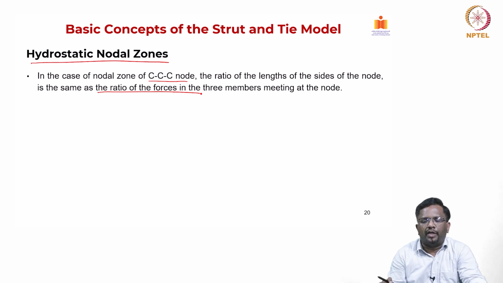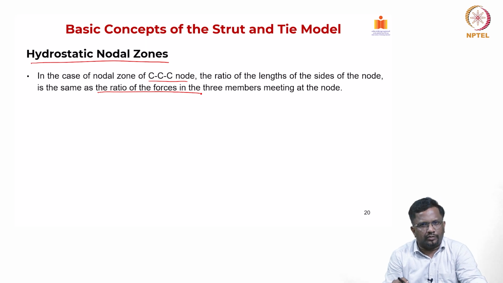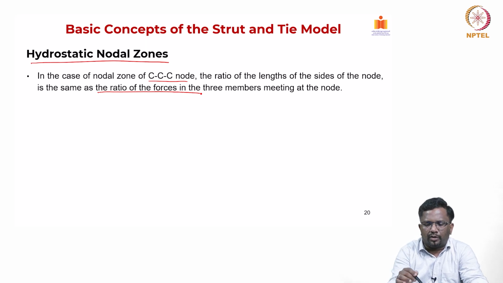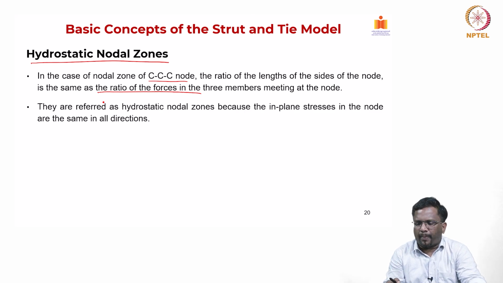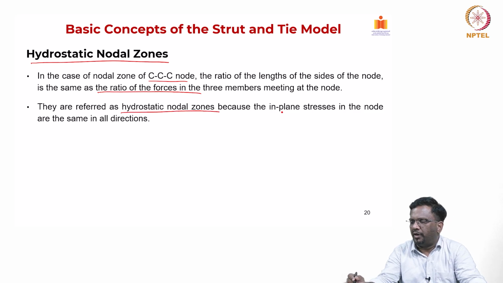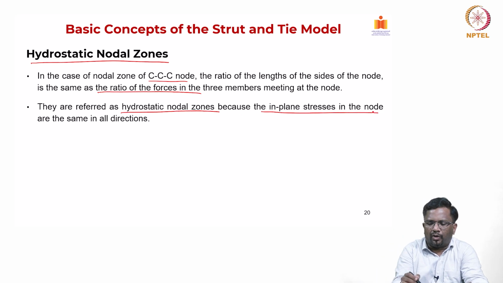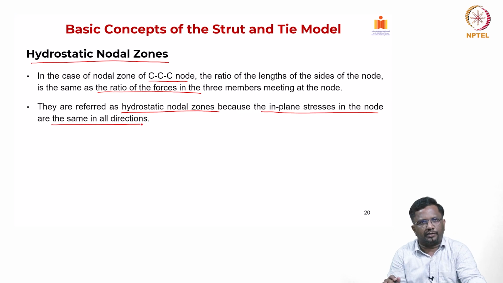In the same way, in this node, if you choose the dimensions in such a way that even for any load you get the same stresses on all 3 sides of the node, then you have a special condition, and that node is called a hydrostatic node, or that region is called the hydrostatic nodal zone region. They are referred to as hydrostatic nodal zones because the in-plane stresses in the node are the same in all directions, right.